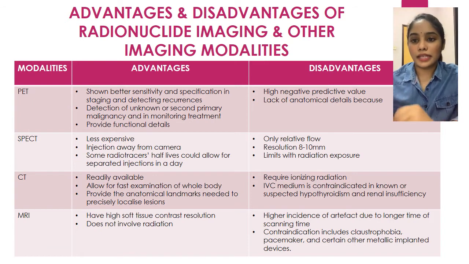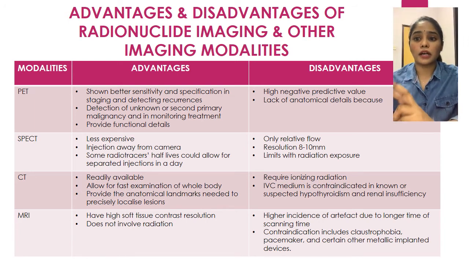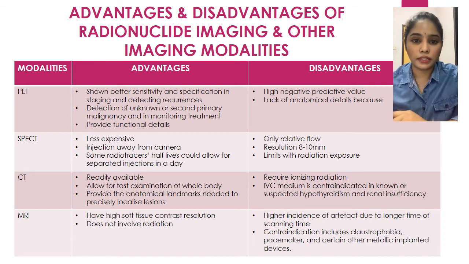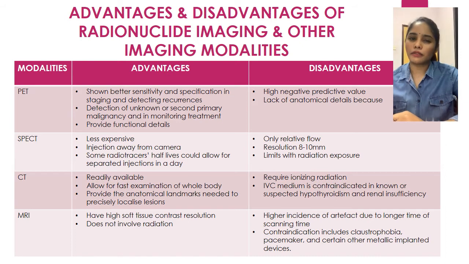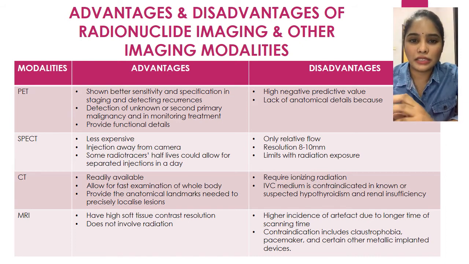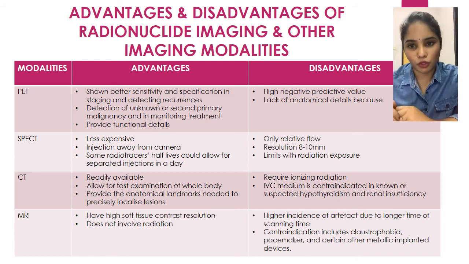The advantages of SPECT scan are that it is less expensive and the injection is away from the camera. Some radiotracers' half-lives could allow separated injections in a day. The disadvantages of SPECT scan are only relative flow, resolution of only around 8 to 10 millimeters, and limits with radiation exposure.